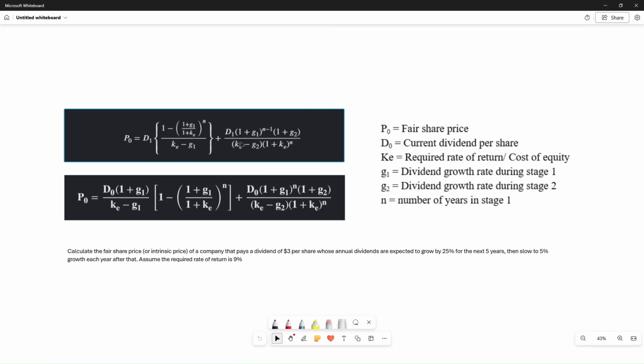Let me digress a bit. Now, DDM relates to just equity holders. Remember, when you look at the capital structure of a firm, you have debt, you have equity. So the equity side is dividend.